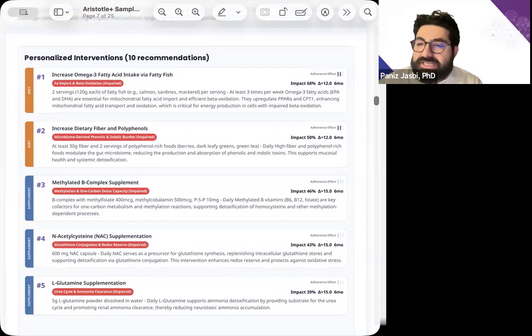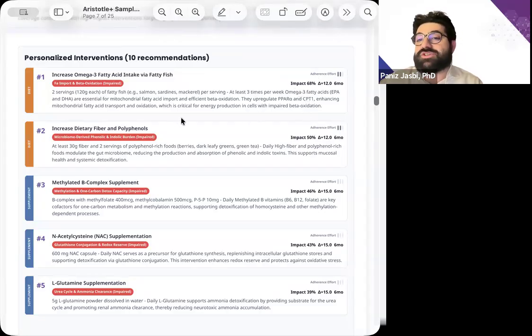Second, each recommendation explicitly states the subdomain target and whether that target is impaired. This is critical. It tells you exactly what physiological shortfall the recommendation is intended to address. Third, you are given a predicted impact percentage and an expected delta over a defined time horizon, such as 6 months. Use these to prioritize interventions that are both high impact and realistic.